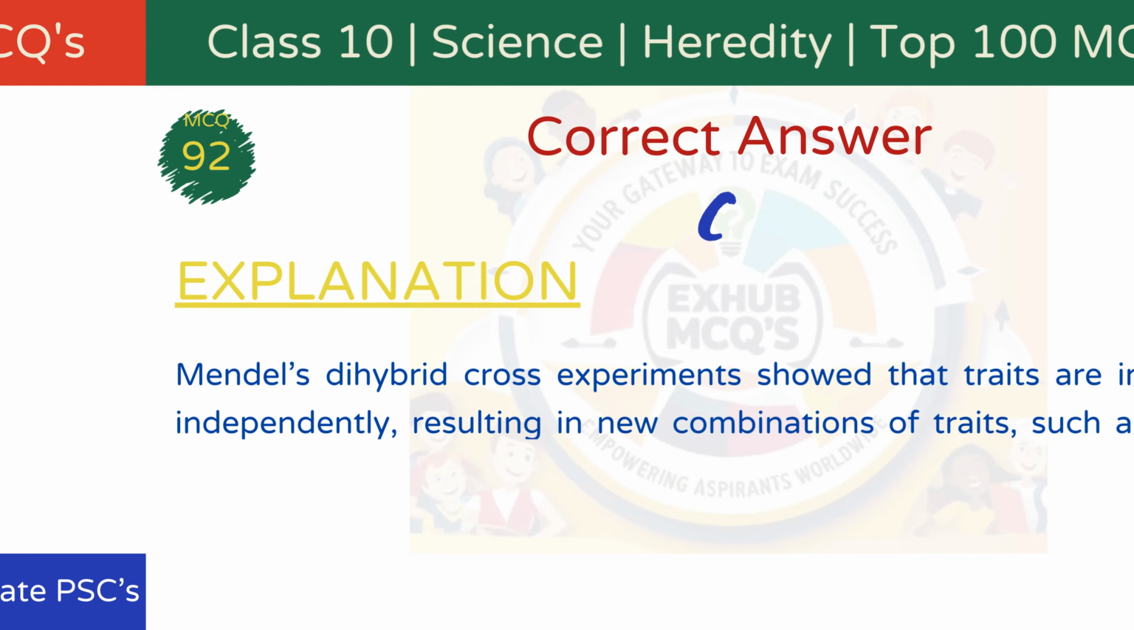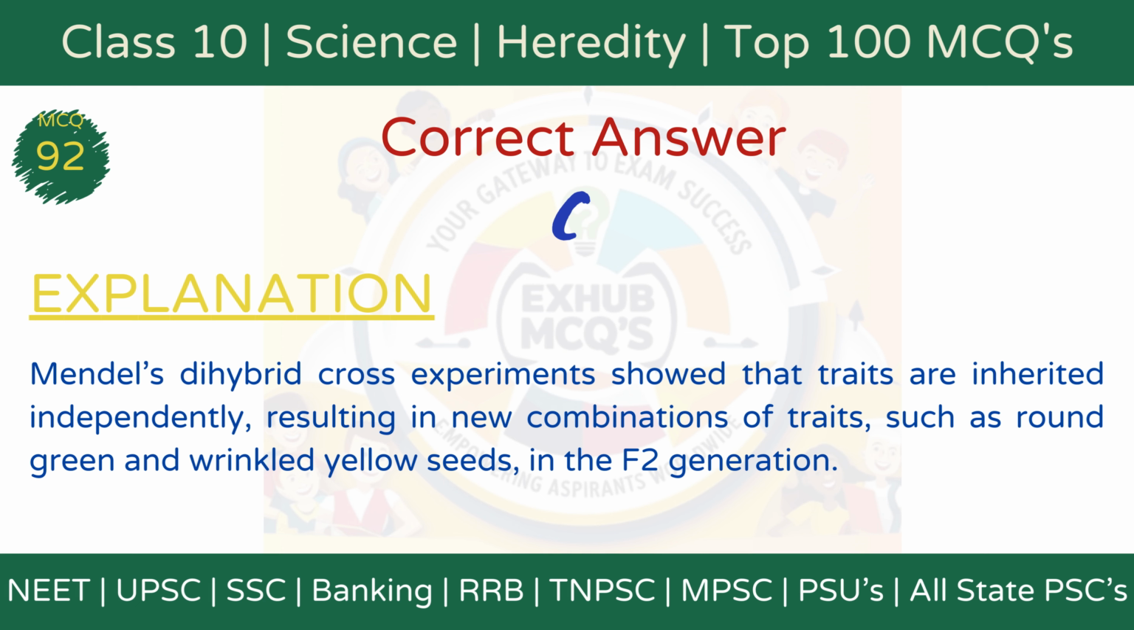The correct answer is option C, traits are inherited independently. Explanation. Mendel's dihybrid cross experiments showed that traits are inherited independently, resulting in new combinations of traits, such as round green and wrinkled yellow seeds in the F2 generation.